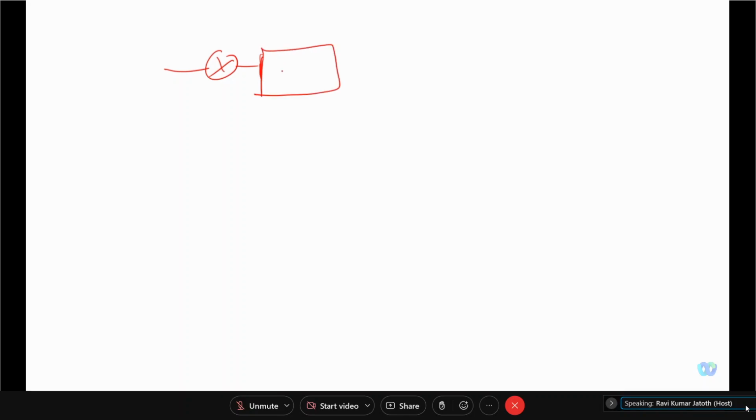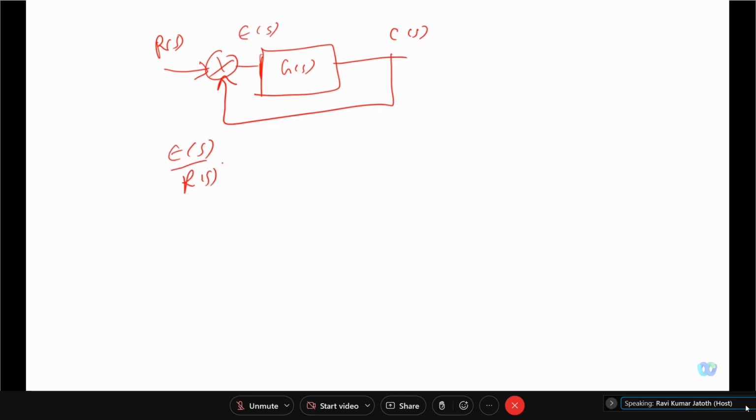This is a second order system, right? We are trying to analyze steady state error. When we analyze it, we derive the expression for E of S, which is E of S equals R of S by 1 plus G of S. Now the steady state error is the limit as S tends to 0 of S E of S.